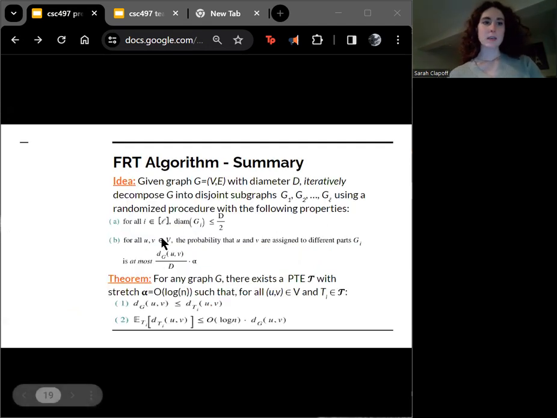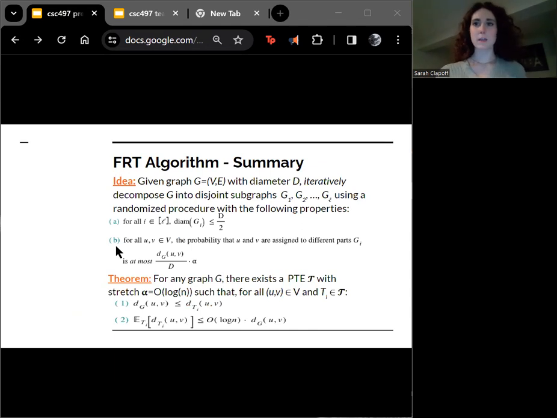And so this procedure does satisfy these two properties. To put it all together, to summarize the FRT algorithm, we have this graph decomposition procedure, which supports these two properties stated by the FRT algorithm. This FRT algorithm then produces a probabilistic tree embedding for any graph G, and the stretch on that PTE is O of log n, and that bound on the stretch is tight.